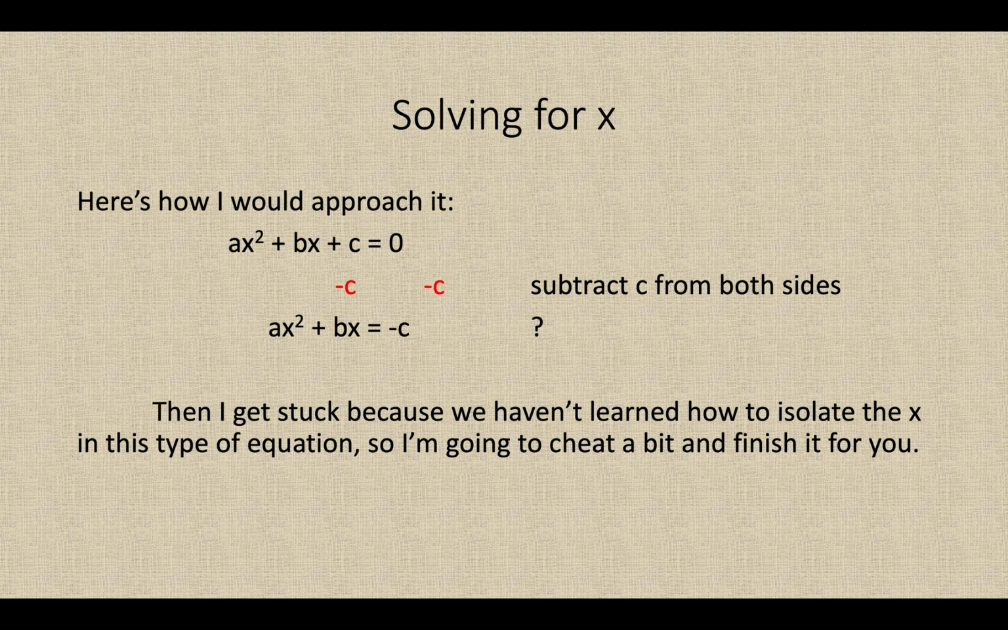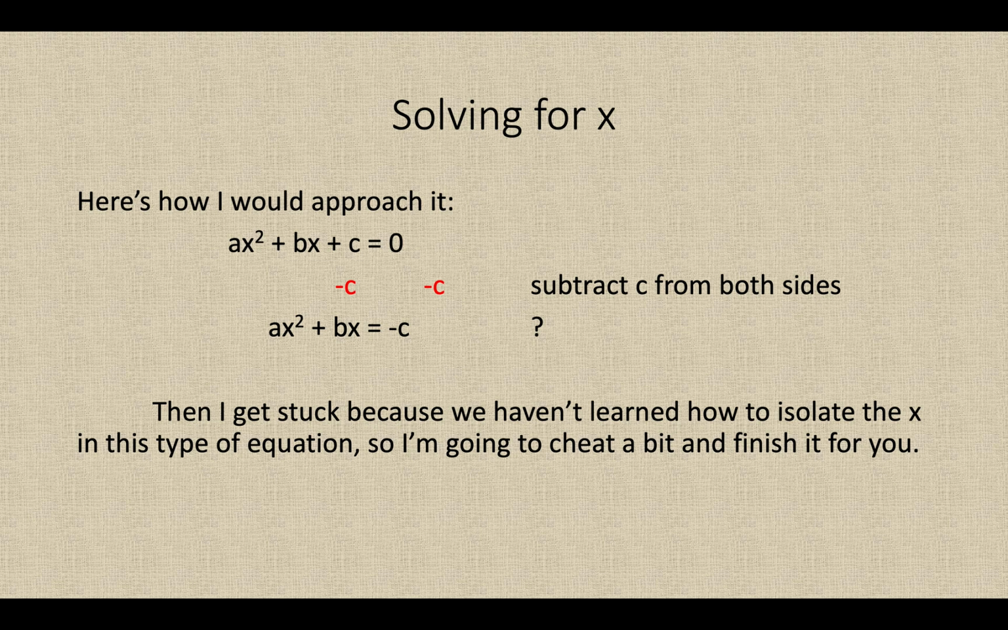Well, here's how I would approach it. So I'd start by subtracting c. And so I would end up with ax squared plus bx equals negative c. And that's exactly where I get stuck, because we haven't really learned how to isolate the x in this type of equation, because we've got this squared term. So I'm going to cheat a bit, and I'm going to finish it for you.